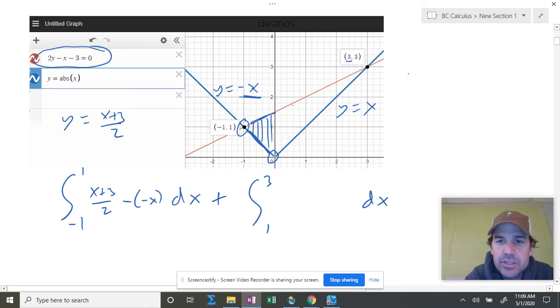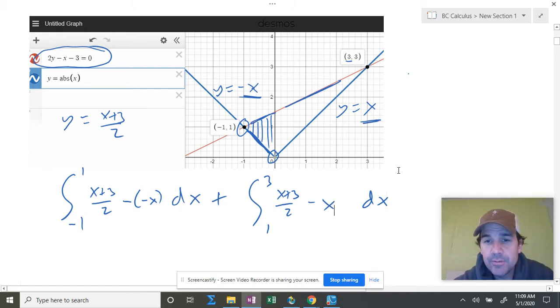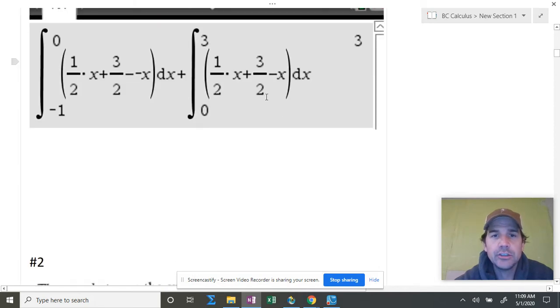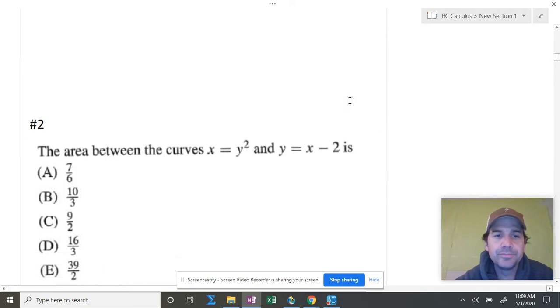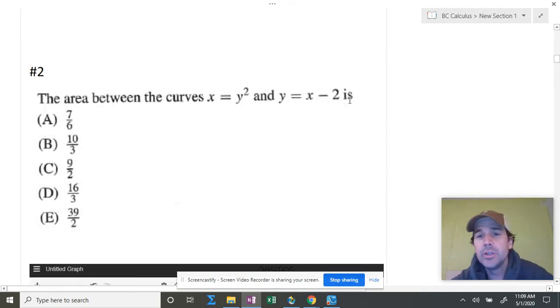For the second integral, you're doing the same thing. The topmost function is (x plus 3) over 2. Again, the bottom function is just plain old x, so you're subtracting x. Now you can, if you want, just plug that into your calculator and get 3 out as your answer. Done.